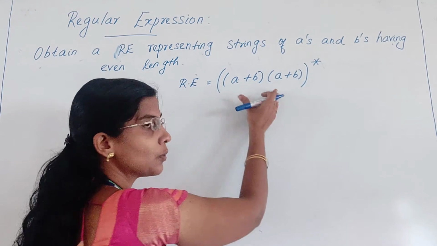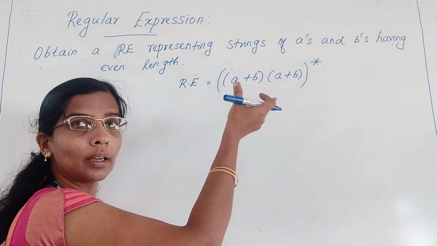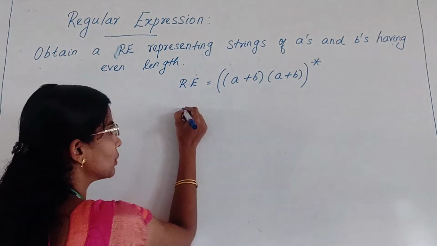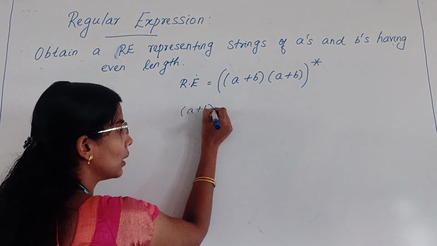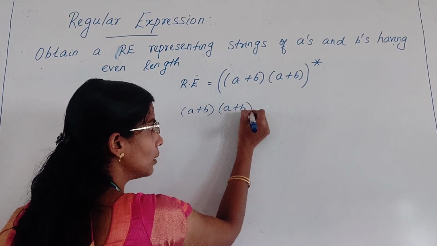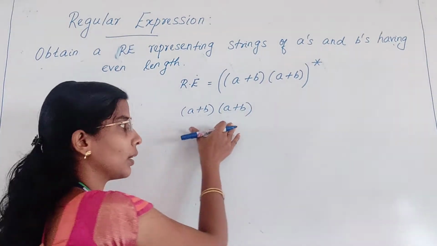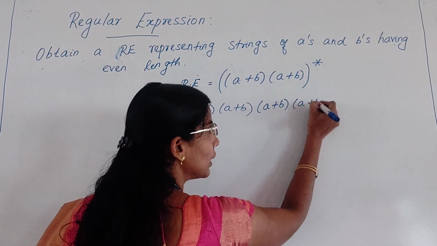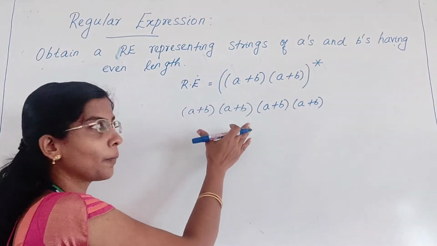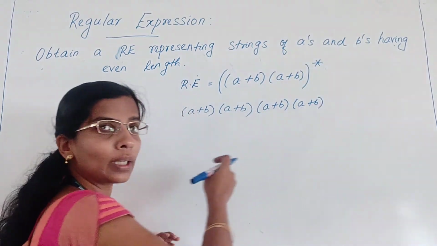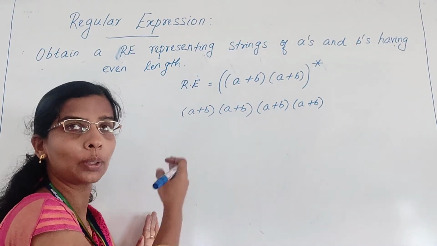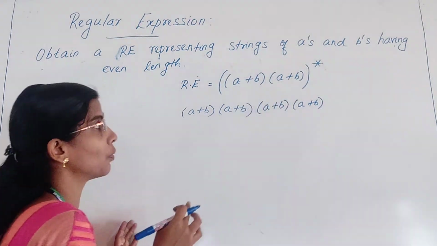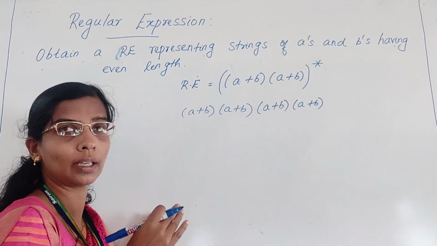If I repeat this 2 times, I will get strings of length... This you write 2 times: A plus B, A plus B. This is 1 time. If you write 1 more time, you will get strings of length 4. If you write 1 more time, you will get strings of length 6. Likewise, it goes on. So this is the regular expression for strings of even length.